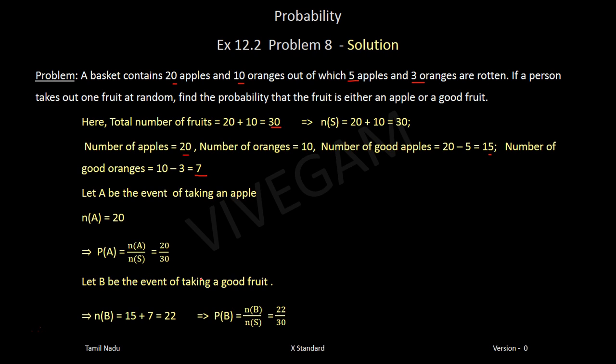Let B be the event of taking a good fruit. Now we will have to first find n of B. How many good fruits are there? Good fruit means it can be a good apple or a good orange. We just calculated that the number of good apples is 15 and the number of good oranges is 7. So it is 15 plus 7, equal to 22. So probability of B is n of B, that is 22, divided by n of S, that is 30. So it is 22 by 30.